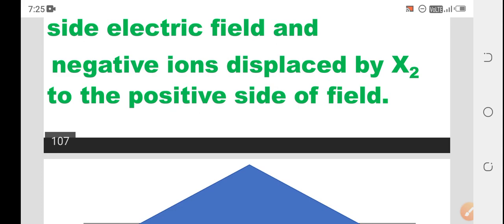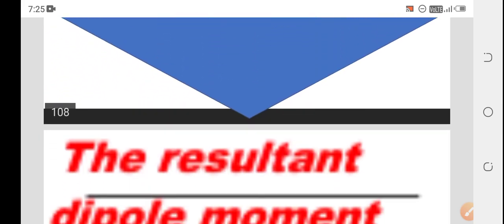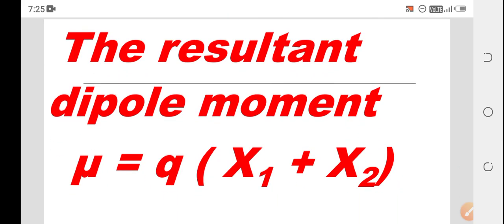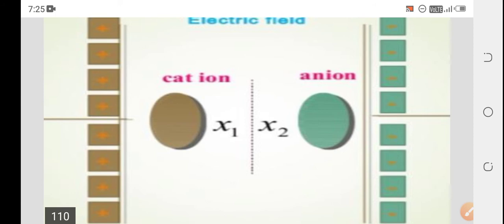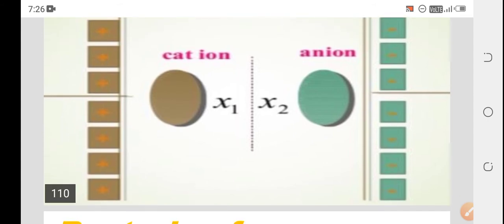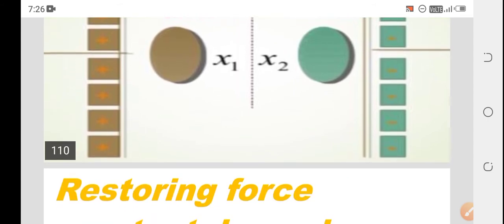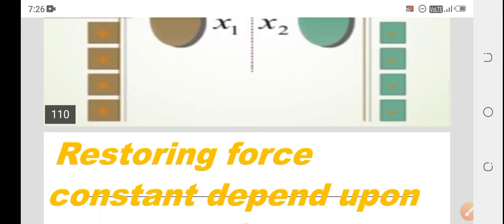So this is the displacement character, and the expression is what? The resultant dipole moment mu is considered as q of x1 plus x2. So this is the figure of ionic polarization. And for electronic polarization, you can take the dielectric polarization concept figure. So x1 is the cation, x2 is the anion. The anion and cation will be displaced, and because of their displacement, ionic polarization exists.